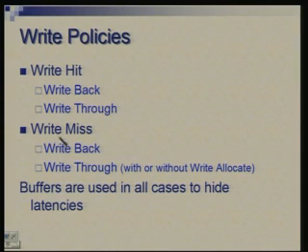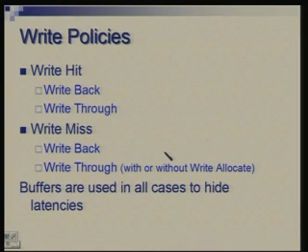In case of write miss, write back arrangement would require that first you get the block from the main memory into the cache, serve the miss first, and then write in cache only. Whereas in write through, you have a choice of getting the block or not getting the block. And those two differences are called write through with write allocate and write through without write allocate.